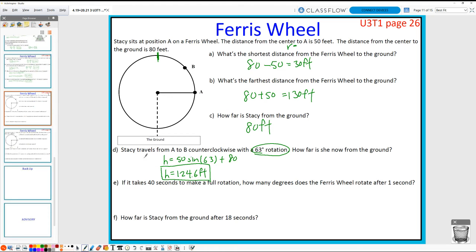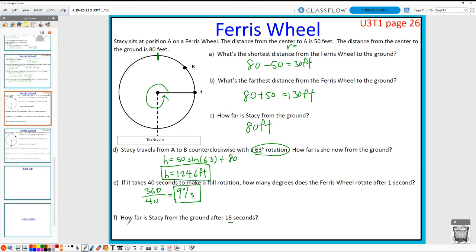Now, if it takes 40 seconds to make a full rotation, again, full rotation means 360 degrees. So 360 over 40, that's going to be 9 degrees per second. How many degrees does the Ferris wheel rotate after 1 second? Oh, well, there we go. It's 9 degrees per second. So 9 degrees every second. But this means I do need to switch up my equation a little bit for the next question, because I don't know the degree. I only know the time.